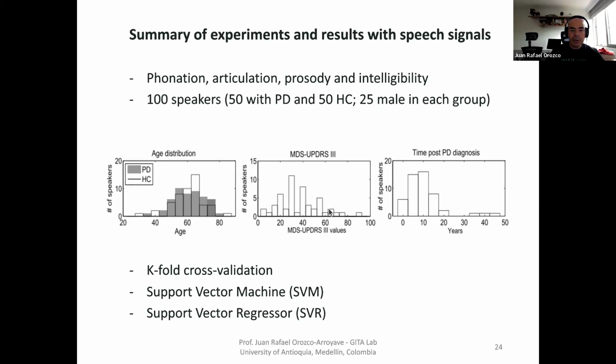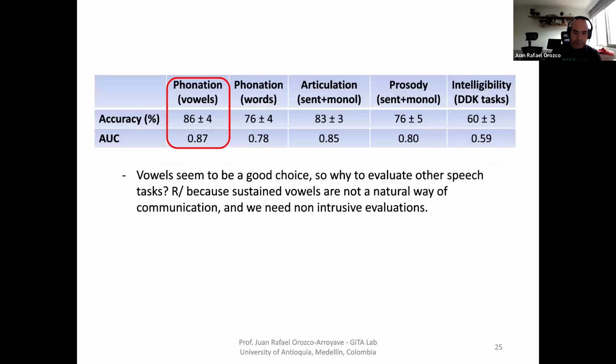This is the motor evaluation distribution, so you can observe that most of them are in the intermediate stage of the disease. And for the time after the diagnosis, most of them are below 20 years of being diagnosed. Most of them are between 60 and 80 years old.